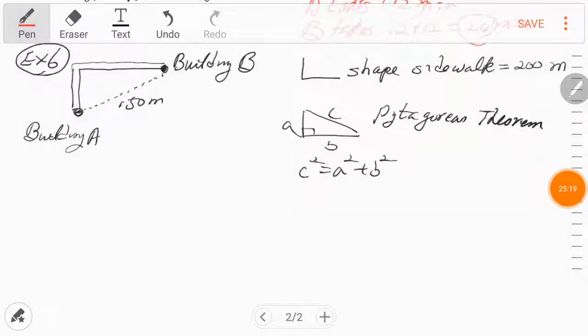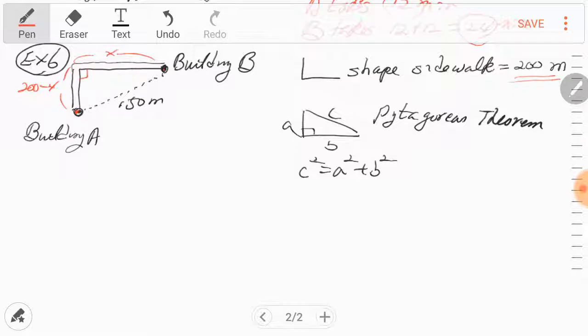Okay, in this example 6, we are looking for the length of the sidewalk. Here's building A and building B. And this is the L-shaped sidewalk. And the distance of the L-shaped sidewalk is 200 meters. So let's say this is X meters. Then this will be 200 minus X meters. Because the sum is 200, so total minus X is this length.